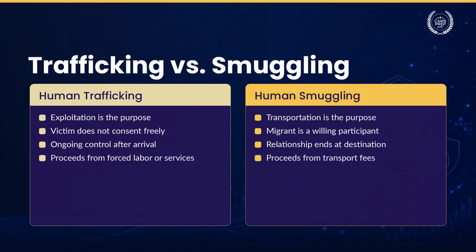Human smuggling is about transportation. The migrant is a willing participant who pays to be moved across a border. The relationship between smuggler and migrant ends at the destination. The proceeds come from the transport fee itself. This distinction matters because the red flags, the laundering methods, and the victim profiles are completely different. On the exam, look for the word exploitation that points to trafficking.